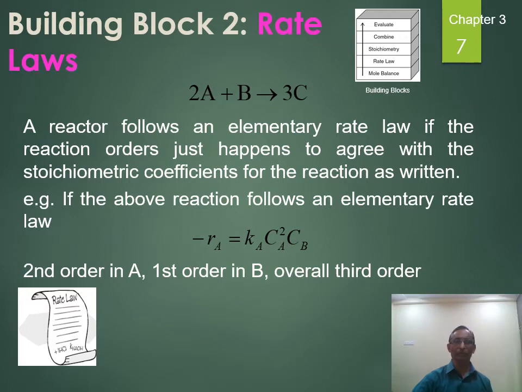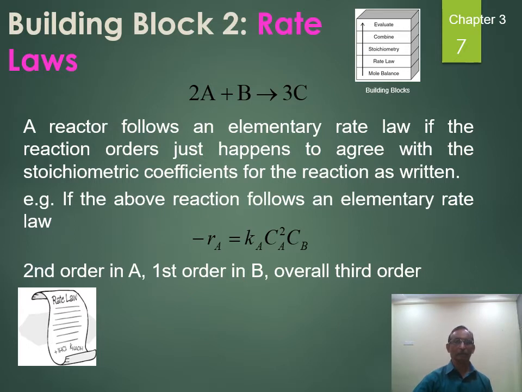For non-elementary reactions, you have to write down the mechanism, and whatever order you get, that you have to identify. So how is the rate law defined for this general reaction, 2A plus B gives 3C? A reactor follows an elementary rate law if the reaction order just happens to agree with the stoichiometric coefficient for the reaction as written. For example, if the above reaction follows an elementary rate law, how are you going to write minus rA?